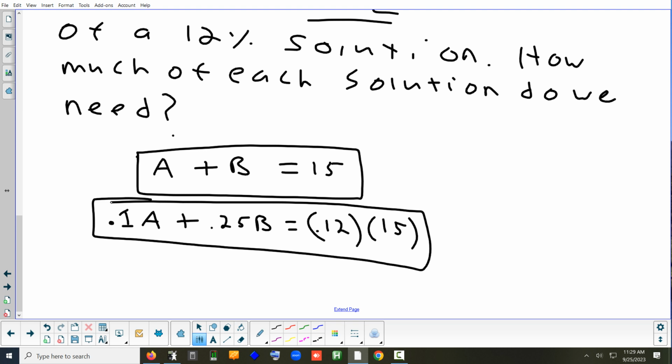Now, with 0.12 times 15, you might as well just simplify that because that's just multiplication. That comes out to 1.8. So when we rewrite that, we'll just write 1.8.